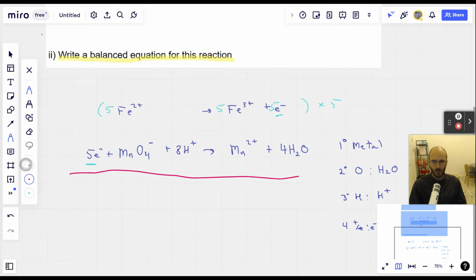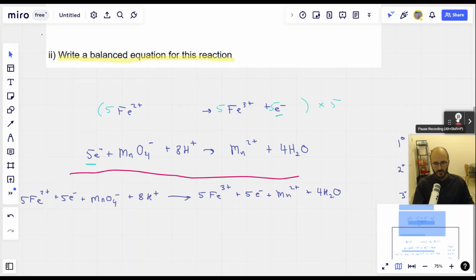So you add up all the reactants and all the products, and you will get the following. This is what you get. You get your 5 iron 2, which are here, your 5 electrons, manganate, your protons, and then in the products, iron 3, your electrons, manganese, the water. Then the electrons, they must cancel out. If they don't, there's something wrong. They do cancel out, and that's your final answer. I hope it's making sense.